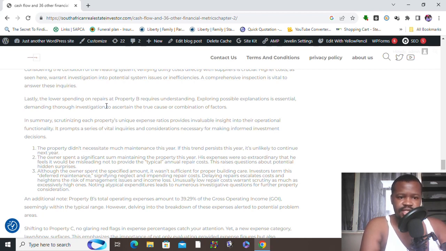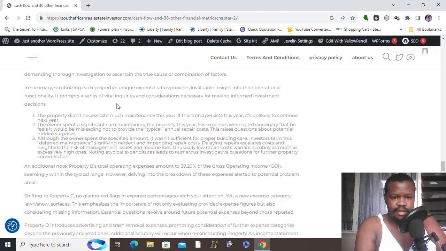The next property didn't necessitate much maintenance this year. If the trend persists this year, it's unlikely to continue next year. The owner spent a significant sum maintaining the property this year. His expenses were so extraordinary that he feels it would be misleading not to provide the typical annual repair costs. This raises questions about potential hidden surprises. Although the owner spent the specified amount, it wasn't sufficient for proper building care.